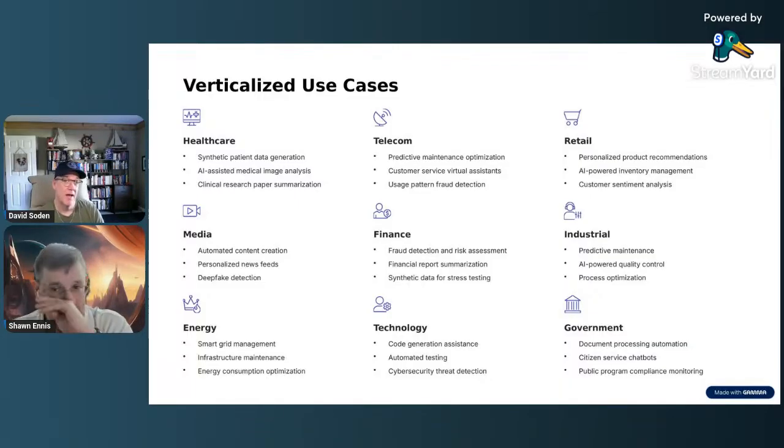David? Yeah, so one of the unique ways that I would look at this one is, well, I don't know, there's a use case within a use case.